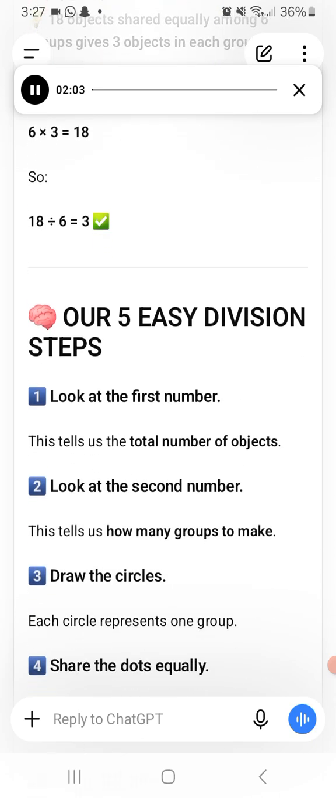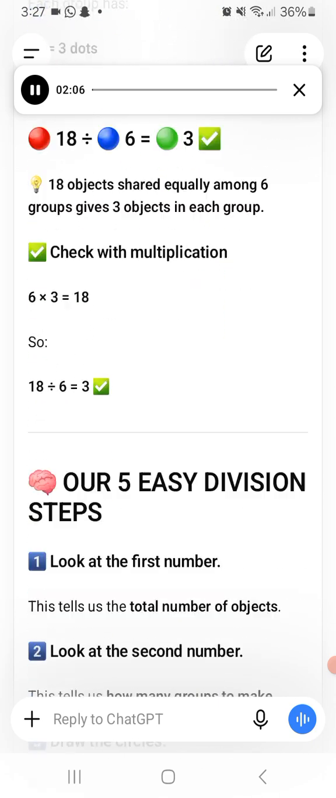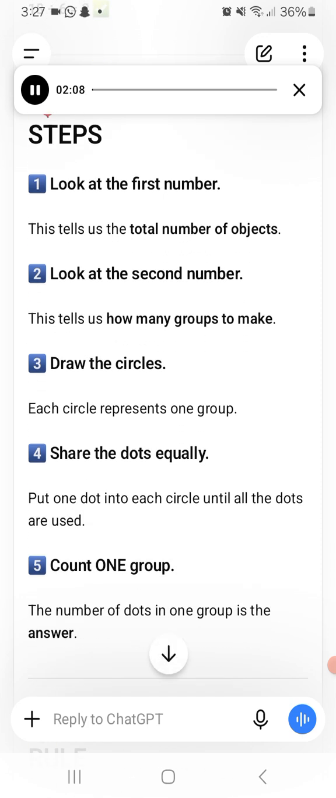Our 5 easy division steps. Look at the first number. This tells us the total number of objects. Look at the second number. This tells us how many groups to make. Draw the circles. Each circle represents one group. Share the dots equally. Put one dot into each circle until all the dots are used. Count one group. The number of dots in one group is the answer.